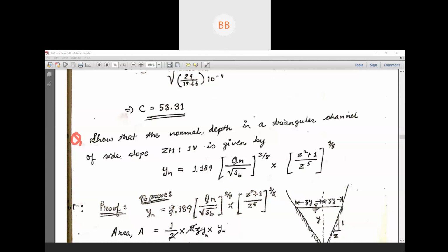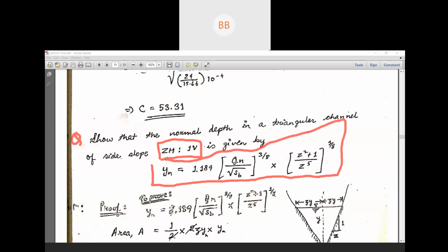So that the normal depth in a triangular channel of side slope is given by, you write this expression. In this numerical, we have to show that yn for a triangular channel is this equation. We have to prove, it's kind of derivation only. We have to derive yn of a triangular channel when side slope is z horizontal is to 1 vertical.